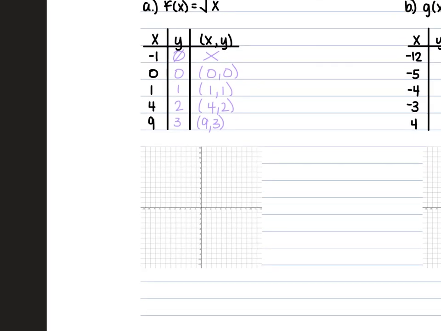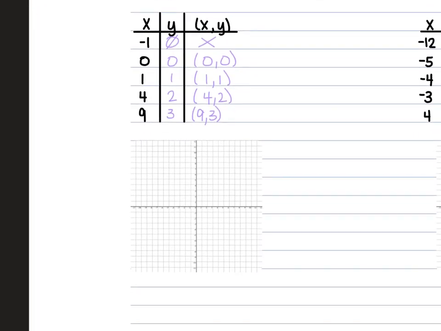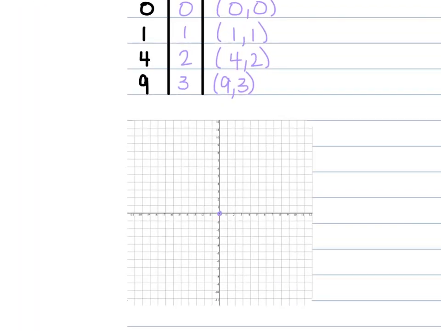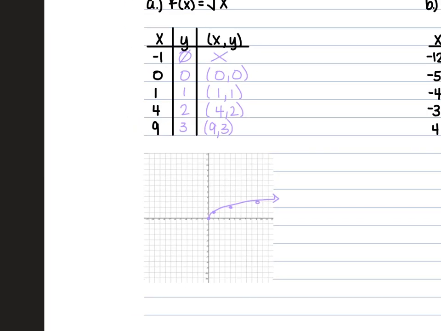When we go to graph these, we're going to have a point on (0, 0). We have (1, 1). We have (4, 2), and then (9, 3). And we just draw our line through those points, and then we're done.